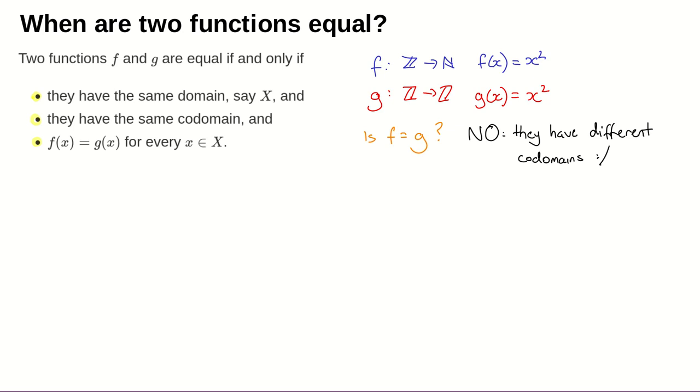All right, let's look at now another example. So this time I'm going to take two functions, f and g, defined as follows. They're both going to be functions from the set containing 0 and 1 to the set 0 and 1. We're going to define f by giving it the rule f of x equals x squared. And for g, the rule will be that g of x equals x.